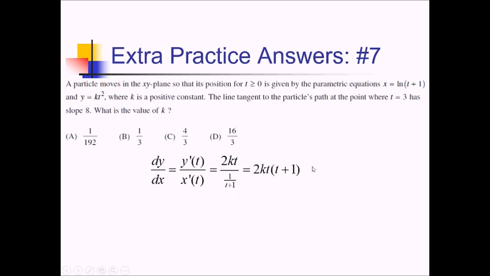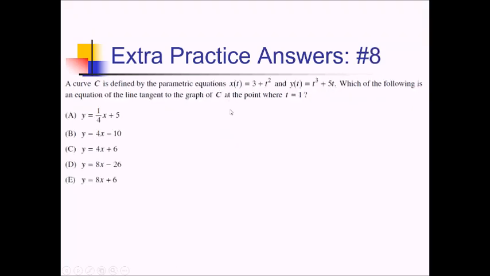All right, so when I plug t in at time 3, so 2 times k times 3 times 3 plus 1, we should have a slope of 8, they told us. So I'm just going to set this equal to 8 because that's the value it should have at time 3. Based off of this, I'm going to solve for k. So I have 2 times 3 is 6, times 4 is 24, so 24k equals 8. Dividing by 24 and reducing, we have k equals 1/3. So choice B.